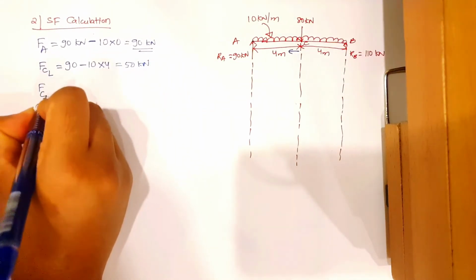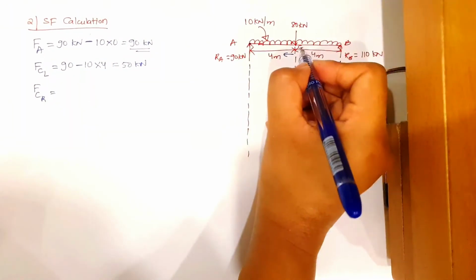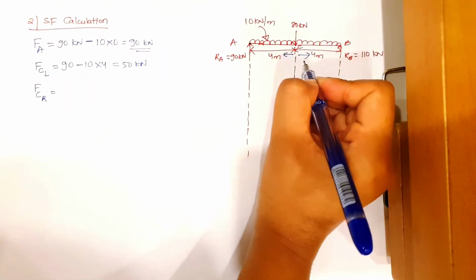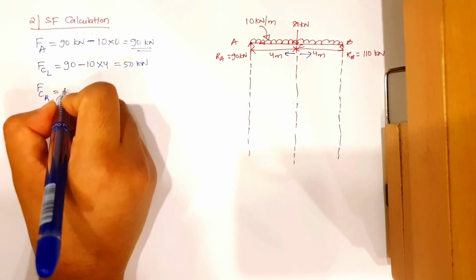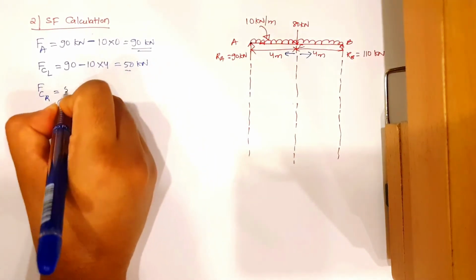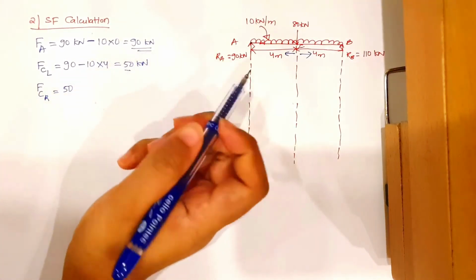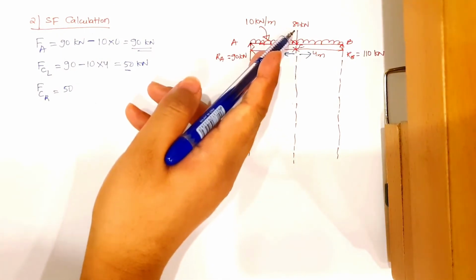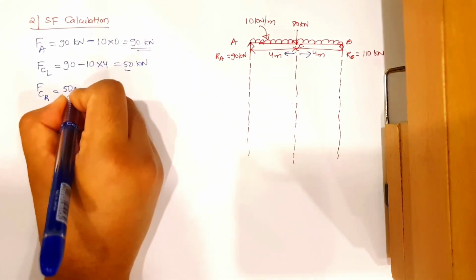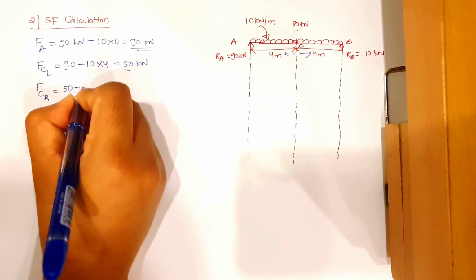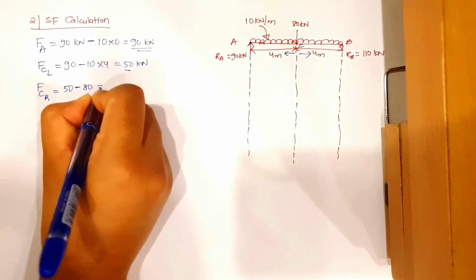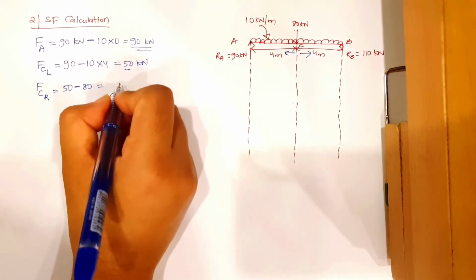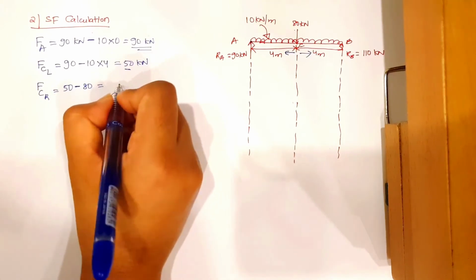Similarly, force at C, right hand side direction. Now it will be equal to, last I got 50, so I take 50 here directly. Now on top of C, I have an 80 kilonewton load acting, coming from the top, so minus 80. This will come equal to minus 30 kilonewton.